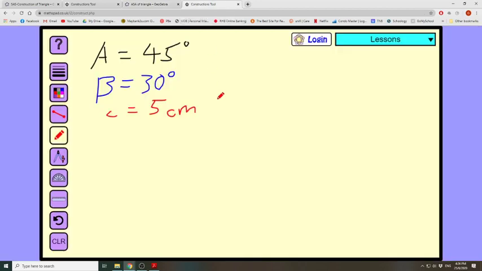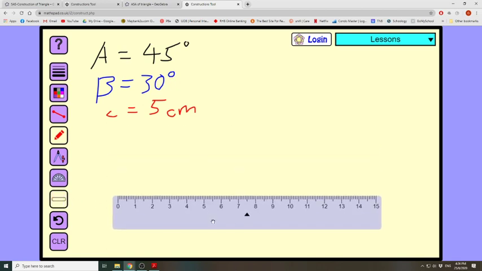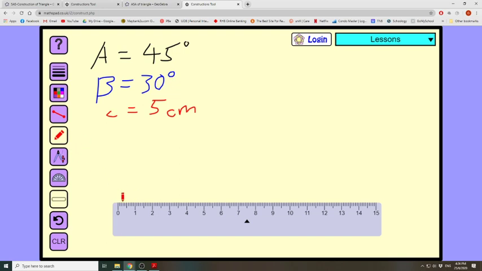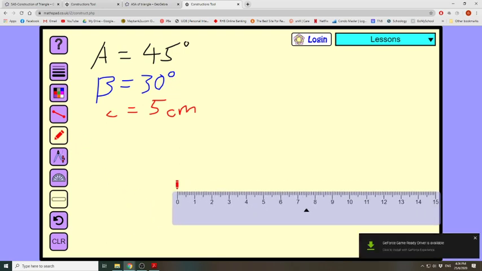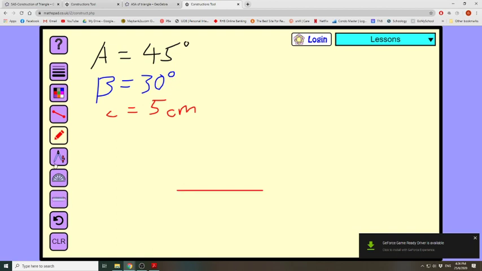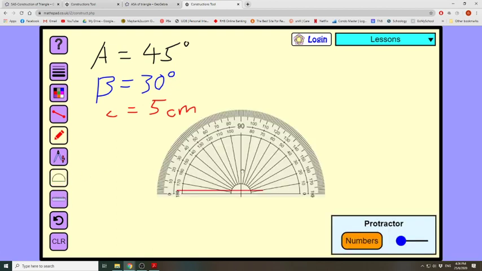So how do we draw this? I created a question here. We have angle A to be 45, angle B to be 30, and the side C to be 5 cm. So we start with the length first. 5 cm. Let me draw it a bit over here. In this case you don't really need your protractor. All you need is a compass.